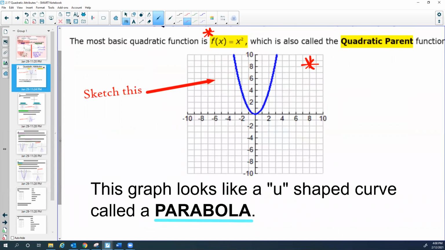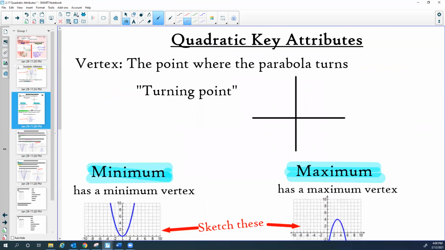Now, that U shape, that curve that a quadratic looks like, we call that a parabola. You want to make sure you write down what we call that U shape. We will be using that word a lot. All right, so some other attributes of a quadratic are, number 1, it has a vertex. A vertex is the point where the parabola turns. It's literally its turning point.